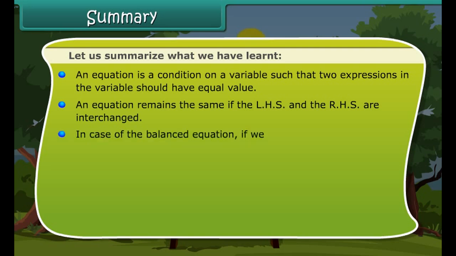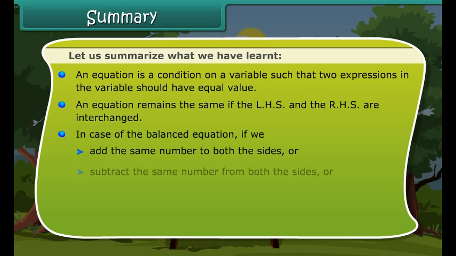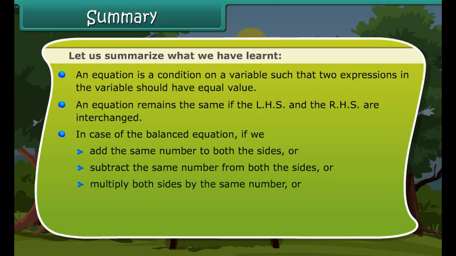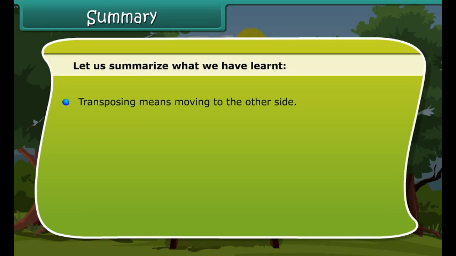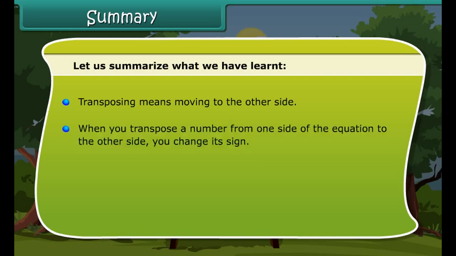In case of the balanced equation, if we add the same number to both sides, or subtract the same number from both sides, or multiply both sides by the same number, or divide both sides by the same number, the balance remains undisturbed. That is, the value of the LHS remains equal to the value of the RHS. Transposing means moving to the other side. When you transpose a number from one side of the equation to the other side, you change its sign.